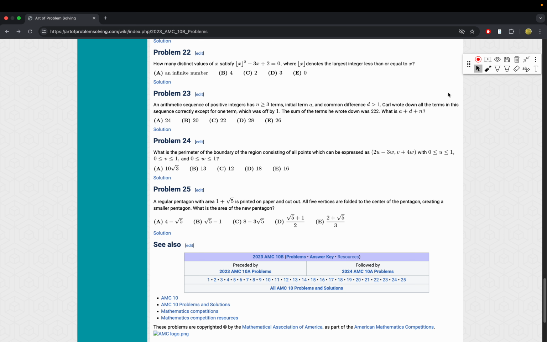So, let's move on to number 25. Now I remember trying this problem, but I didn't have much time. I had few seconds to try. That's not a pentagon.